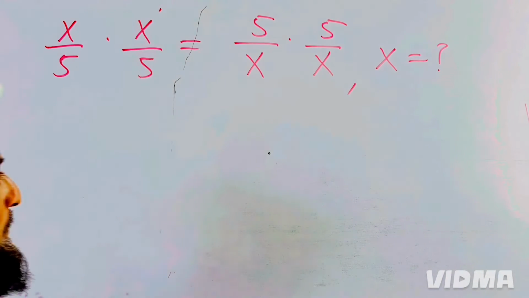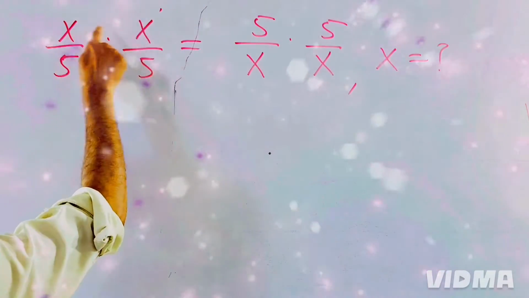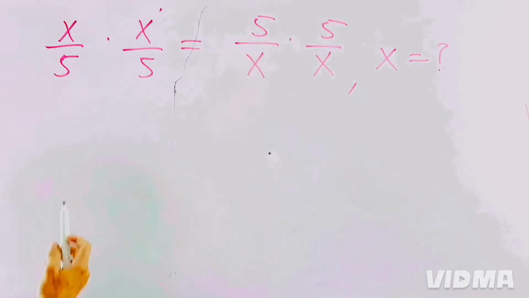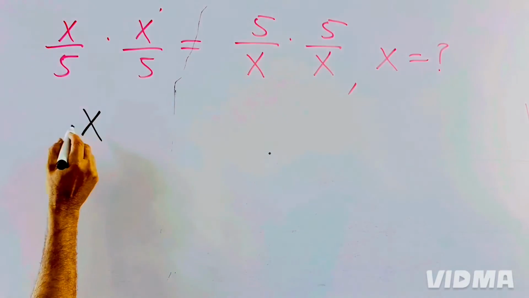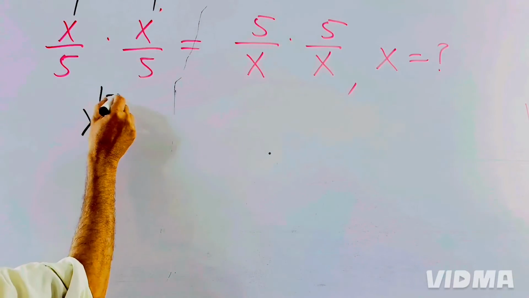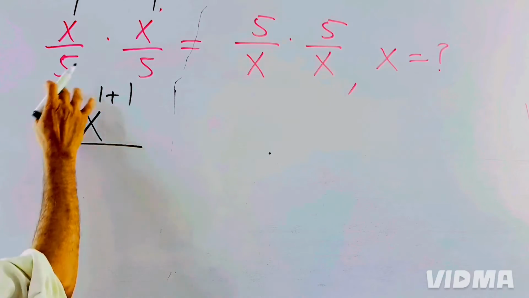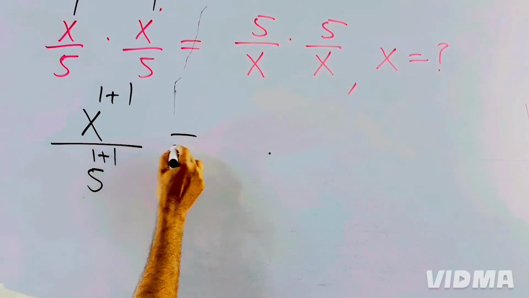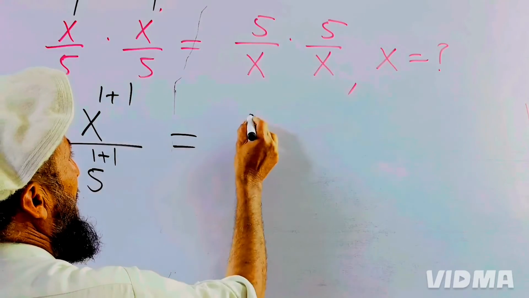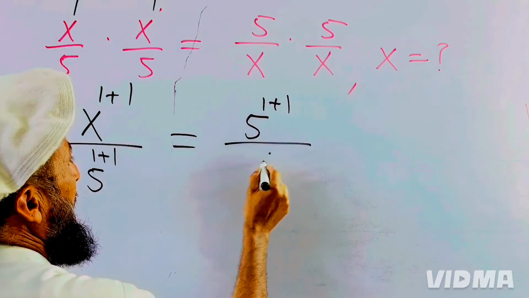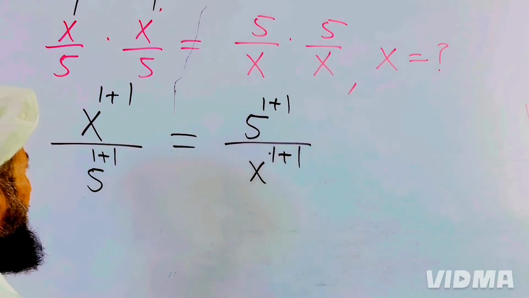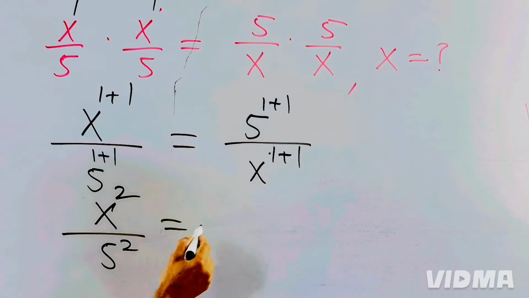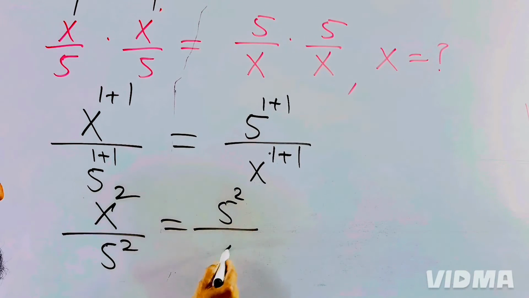In this type of equation, first of all, in the case of multiplication, the bases are the same, so we add their powers. We take one base, 1 plus 1. Similarly on the right side, the bases are the same, so we add their powers, again 1 plus 1. Next we get x square and 5 square is equal to 5 square divided by x square.